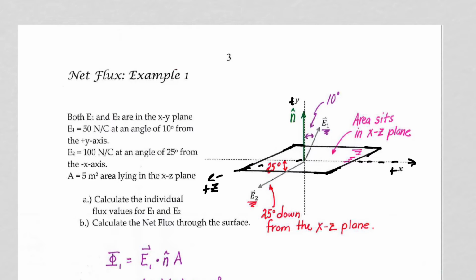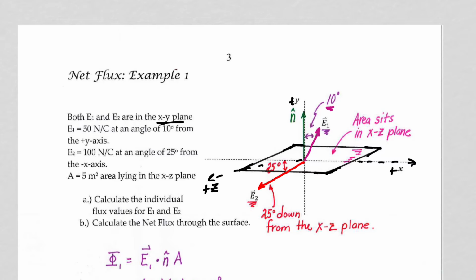And we're given two electric fields to consider. The first electric field we're given to consider is E1, and we're told that both E1 and E2 sit in the xy plane. So the vector E1 is at 10 degrees here, as shown from the positive y-axis. The vector E2 is down here, and at negative 25 degrees from the negative x-axis. So that's the perspective we're looking at.